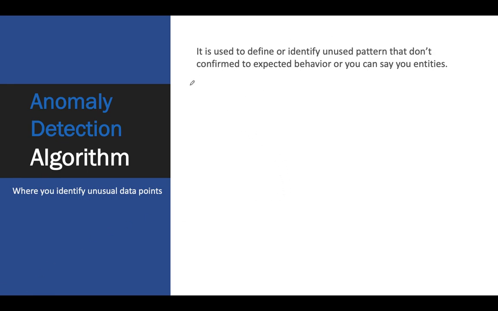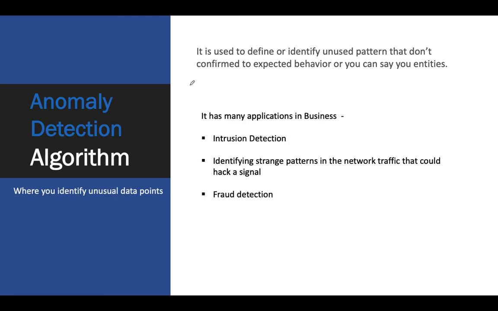Next is the anomaly detection algorithm. This is where you identify unusual data points. It is a technique used to identify unusual patterns that do not conform to expected behavior. It has many applications in business, like intrusion detection, identifying strange patterns in network traffic that could signal a hack, or fraud detection. These can be used in anomaly detection systems.